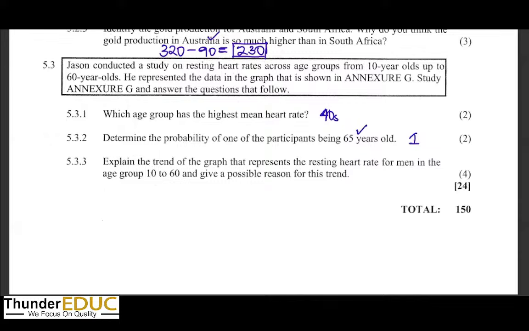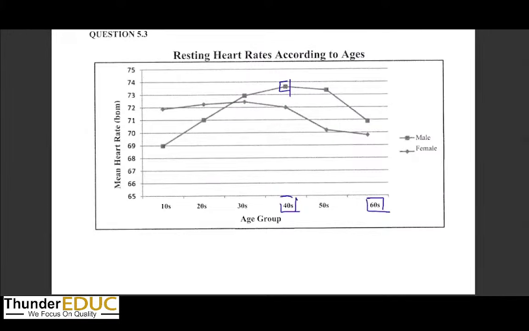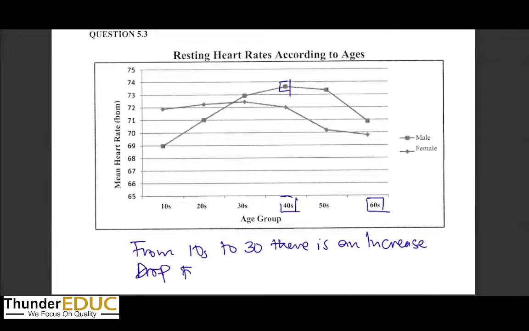Explain the trend. When we look at the trend, you're going to tell us the change that you see as the graph goes up. The resting rate. So all you say here, from the 10s to the 30s, there is an increase and there is a drop or a decrease from the 50s to the 60s. That's what we wanted you to see.